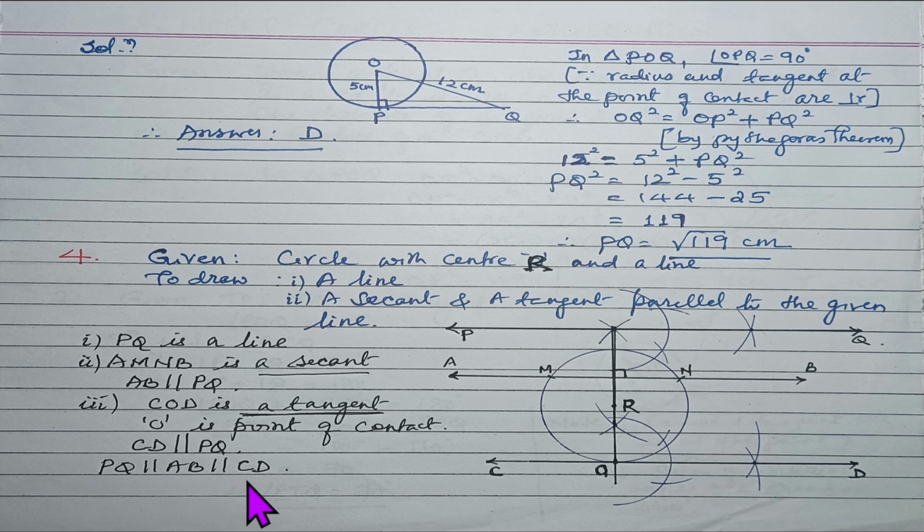Therefore PQ is parallel to AB is parallel to CD, and that is the construction. And I believe that you all know how to construct parallel lines. Therefore I have constructed the two lines, the secant and the tangent parallel to PQ, to the circle, and a circle also with center R.